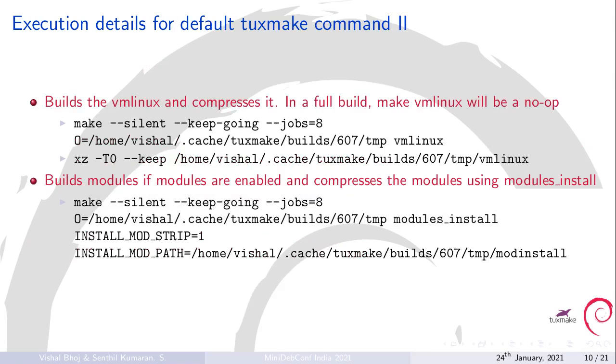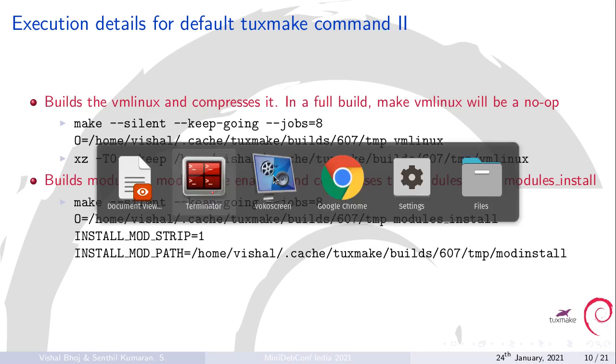Once the kernel BZ image is generated, it would then build VM Linux explicitly, and then compress the VM Linux to reduce the storage space usage. In this case, it'll be a no-op because VM Linux would have got built in the previous build step itself. After the VM Linux is created and compressed, it would build the modules if the modules are enabled in the build, and it would compress the modules generated from the modules install command. So let's see, I hope the build should be done.